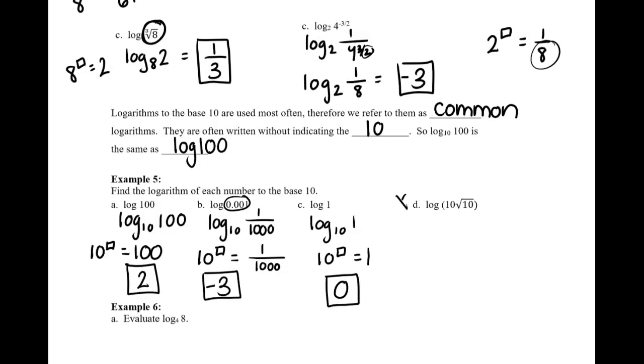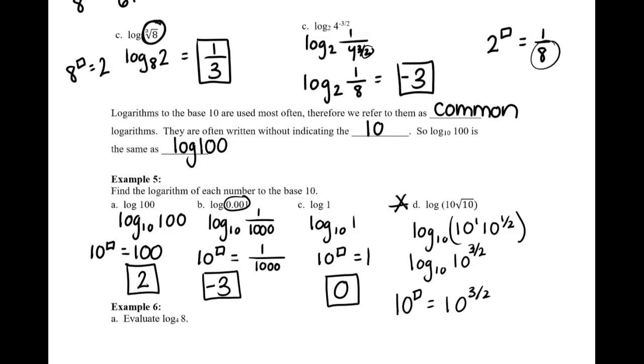This next one's a little trickier, for sure. I'm going to rewrite this as log base 10 of 10 to the 1st times 10 to the 1/2. So log base 10 of 10 to the 1 and 1/2, but honestly we don't usually write it that way. We'll have it as an improper fraction and make it 3/2. So then we're looking at 10 to what power equals 10 to the 3/2. So our answer is then 3/2. And again, if you wrote it as 1 and 1/2, it's fine. Just know that you'll see improper fractions.